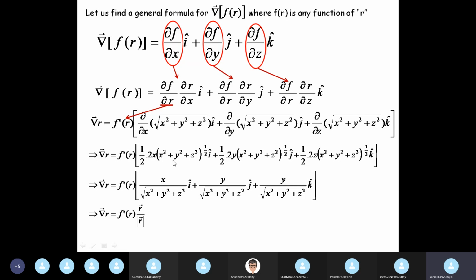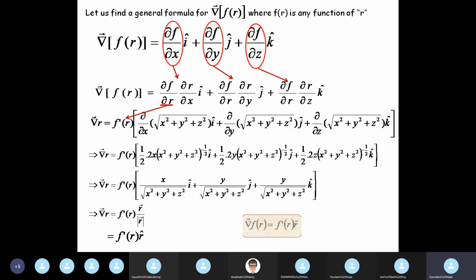So finally, we get in the simpler form, x i cap plus y j cap plus z k cap divided by root over x square plus y square plus z square. Once again I have written y over here, this will be z, I beg your pardon. So x i cap plus y j cap plus z k cap is the r vector, and in the denominator you have the magnitude of r. So this can be written as f prime r, r cap.